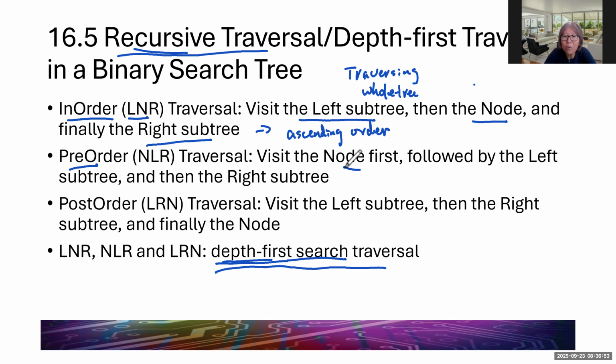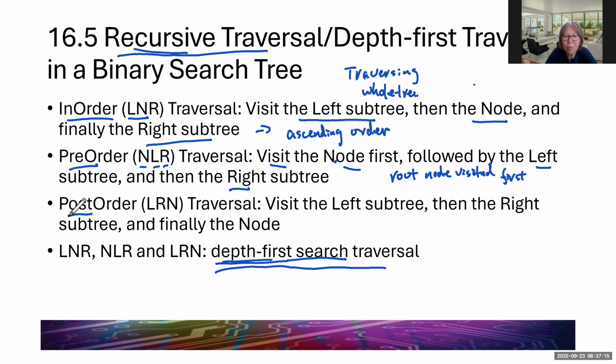And the second is pre-order. Pre-order is node first, then left, and then right. So node, left, and right. So for this one, the root node is visited first, because it's node. We start at the root node.